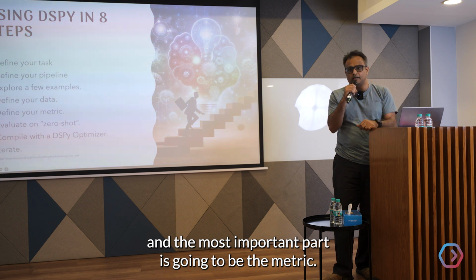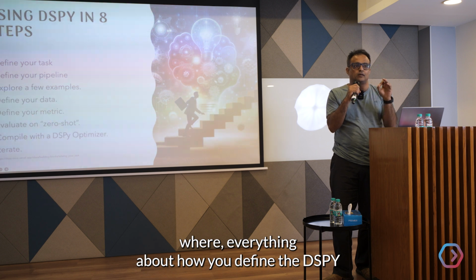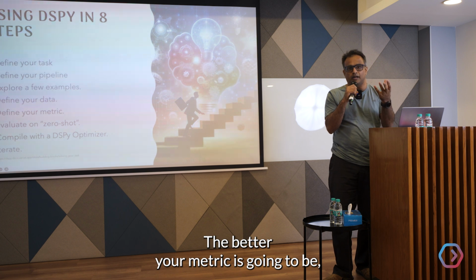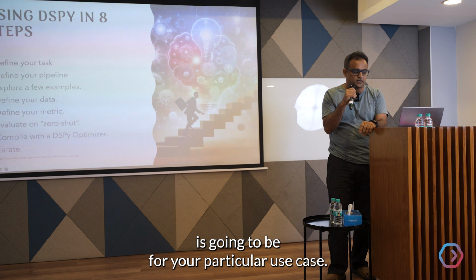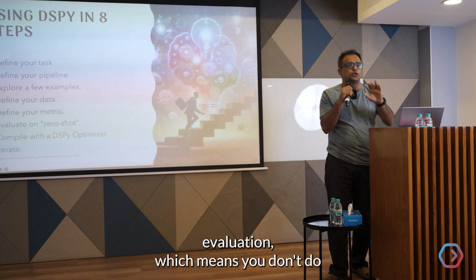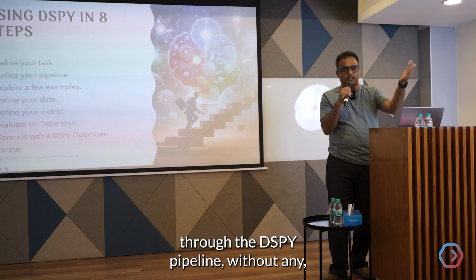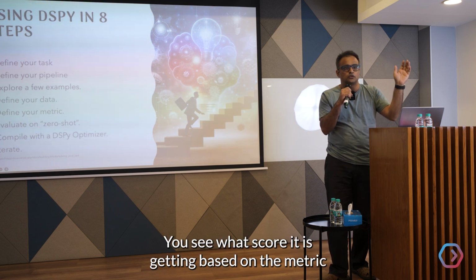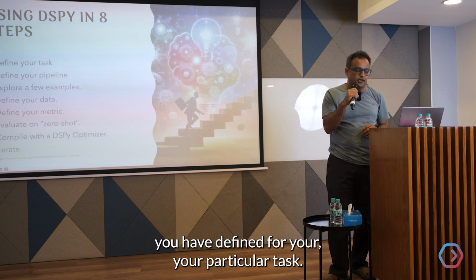And the most important part is going to be the metric. This is where everything about how you define the DSPy pipeline comes into play. The better your metric is, the better your outcome or the evaluation is going to be for your particular use case. Then you simply do a zero-shot evaluation, which means you don't do any kind of optimization at all. You run all the examples that you have collected through the DSPy pipeline without any optimization. You see what score it is getting based on the metric you have defined for your particular task.